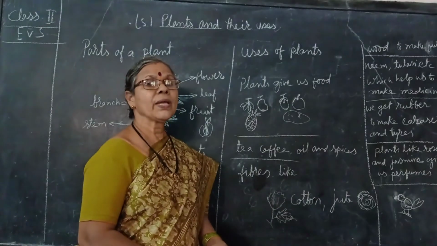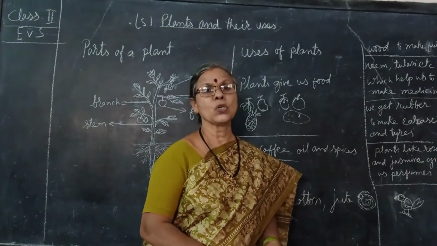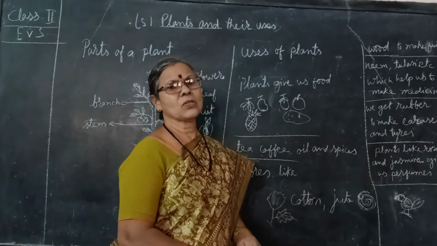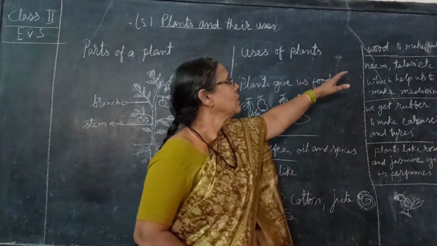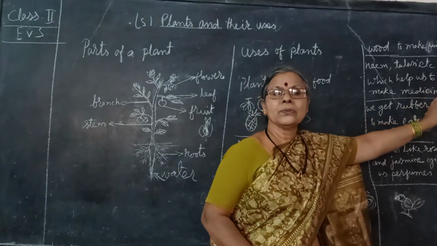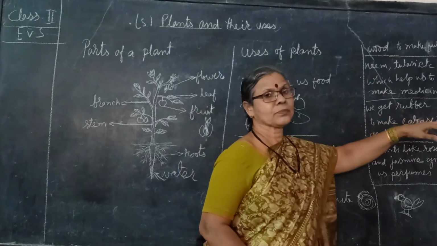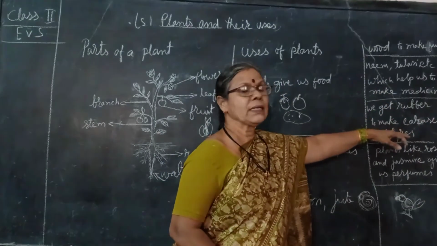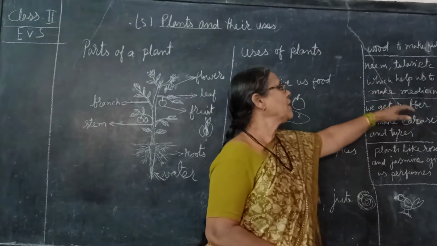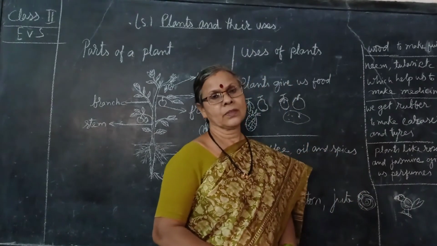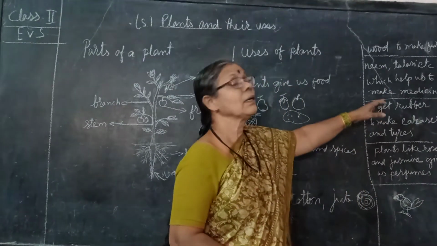More than that, we are getting wood to make furniture, isn't it? Benches, chairs, doors, shelves, cupboards, tables and all, we make with the wood only. So to make furniture, we get wood from the plant only. Then neem, turmeric, tulsi, etc. These are the herbals which help us make medicines. Ayurvedic doctors make use of these plants and make medicines.